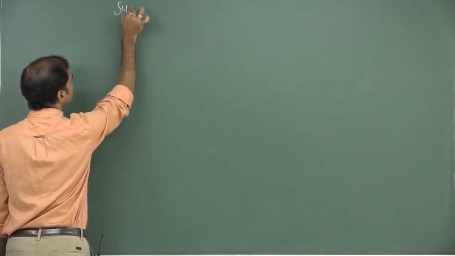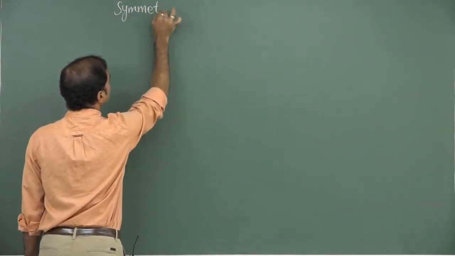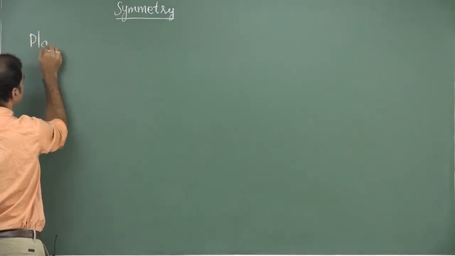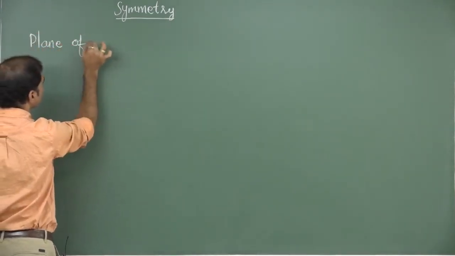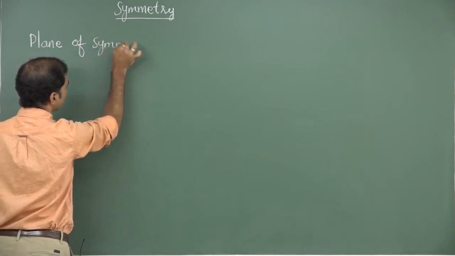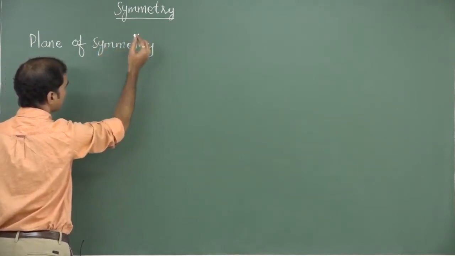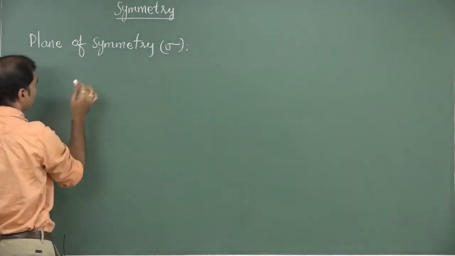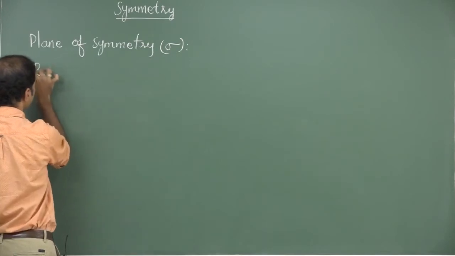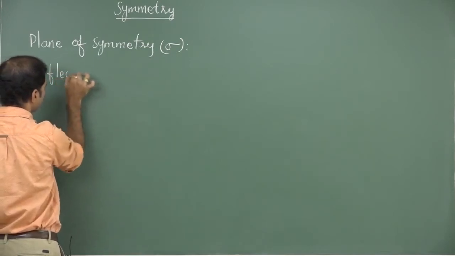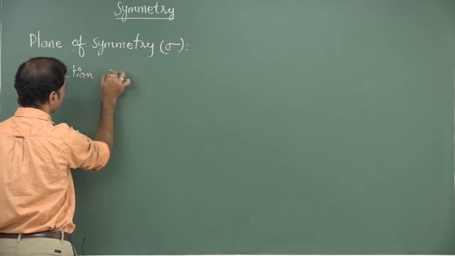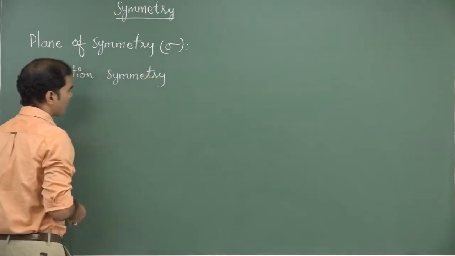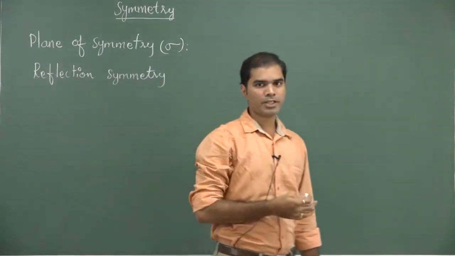plane of symmetry. Plane of symmetry is indicated by sigma. We also call it sigma symmetry or reflection symmetry. Plane is the element, whereas reflection is the operation.